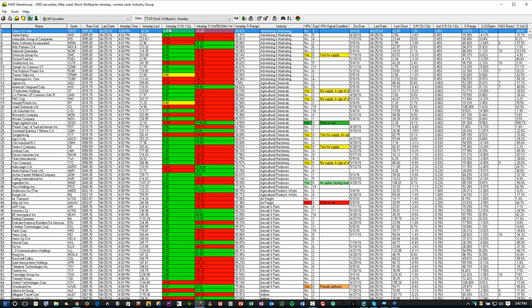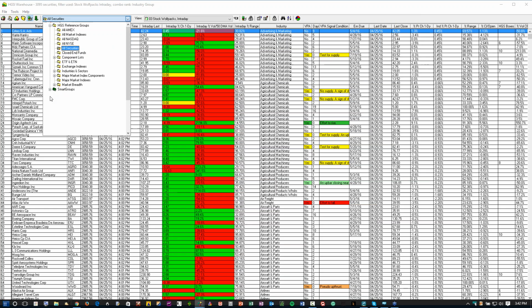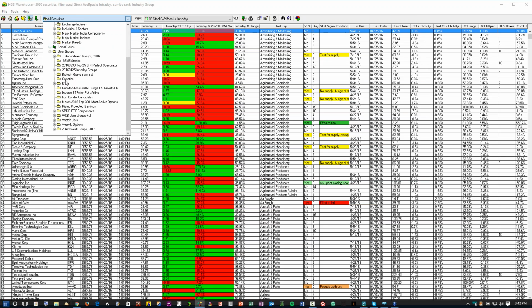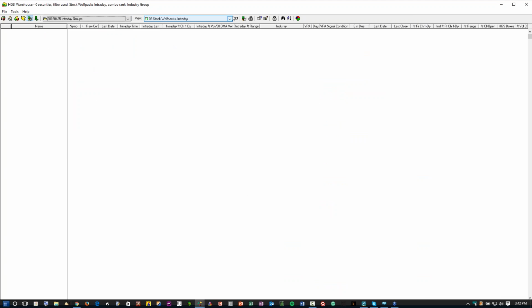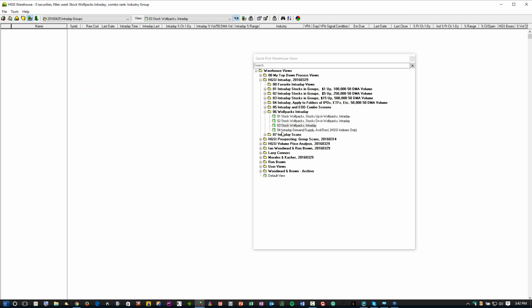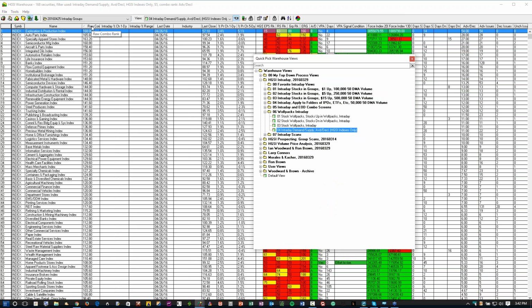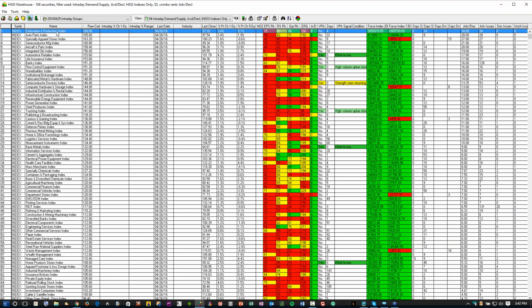And I will go to this group down under my user groups that I just created. These are the intraday groups, and now I select the number 4 view, and I'm sorted on raw combo. What this does is it gives me the indexes created from those stocks, and if you look over here to the right, you'll see the advancers divided by the decliners.